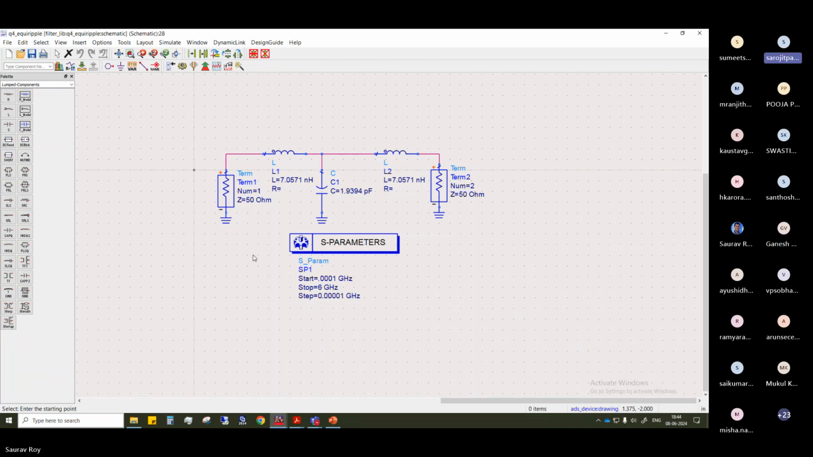What is the significance of the S parameter also here? Oh, this is the simulation engine. If you run this, this will facilitate your simulation. Yes, you have to add this in ADS.